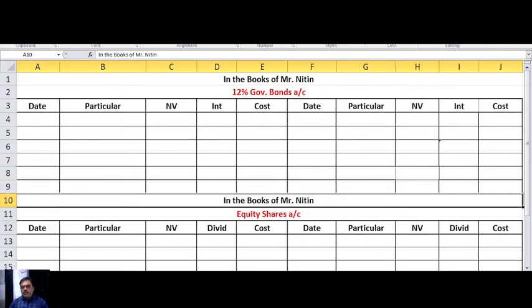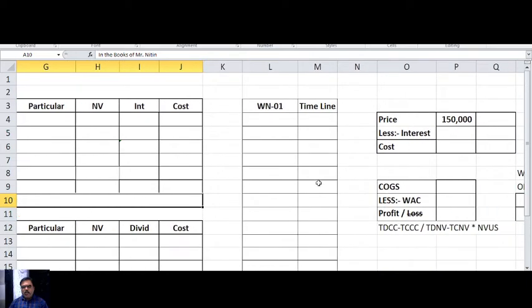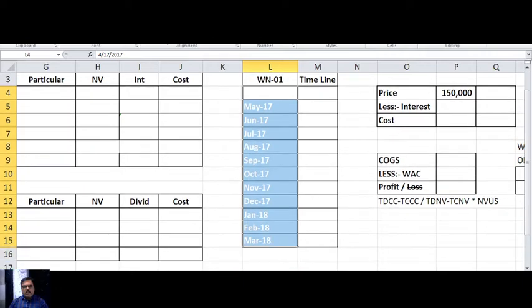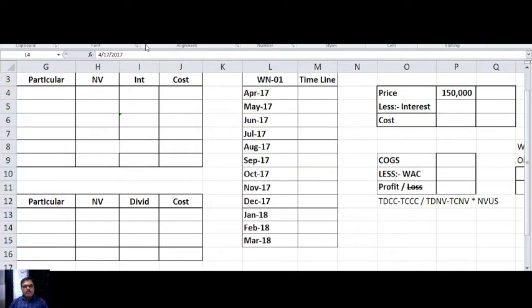Now here the first and very important thing is that you have to draw the timeline. What does it mean? Timeline means, where does the year start? The year starts from April 2017 and ends on 31st March 2018. That is what is called a timeline.